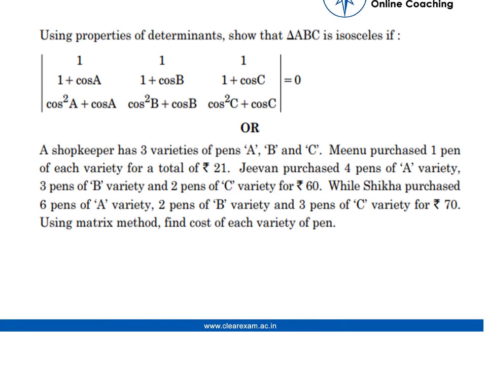Hello everyone, so here we have two questions. First we'll be solving the first question that says, using the property of determinants, we need to show that triangle ABC is isosceles if this determinant is equal to 0. For this question we need to remember all the properties of determinants. So let's see how we can solve this question.